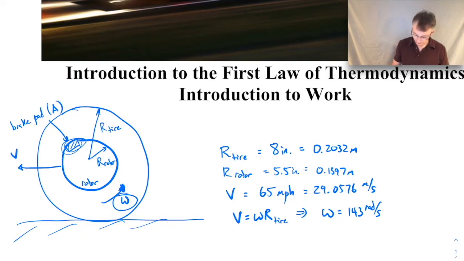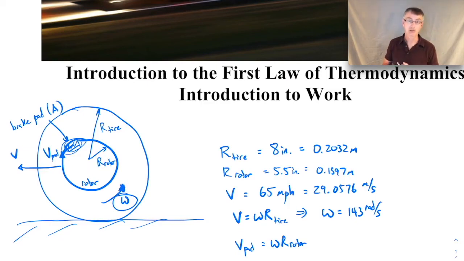To get the velocity of the rotor relative to the brake pad, I'll call this V pad, the velocity at the pad would be omega times r rotor. It's the same omega because the tire is rotating and the rotor is rotating at the same angular speed. I'm assuming that the radius at the brake pad is the same as the radius of the rotor. Granted, it goes over some range of radii, but I'm just doing this as an approximation.